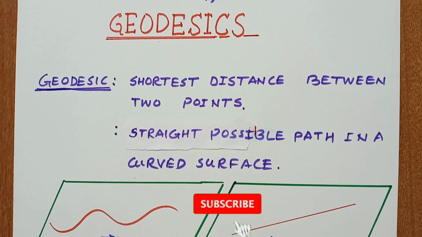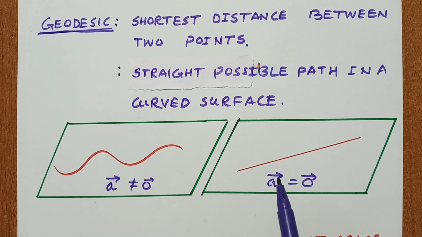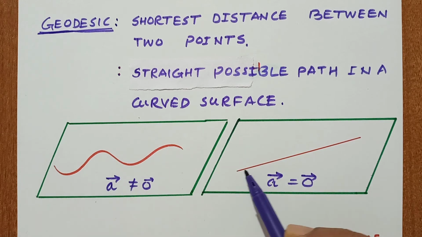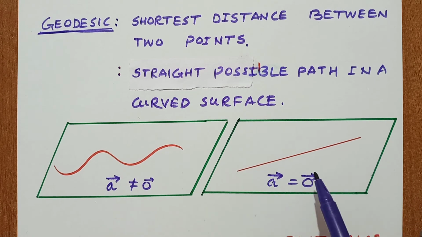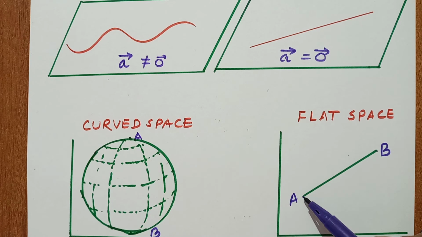Here there are two surfaces. If the path is curved, it means the velocity is different at each point, which means acceleration is not equal to zero. But if this is a straight line, the velocity is constant and the acceleration is zero. In flat space, between A and B, this is a straight line. It means the geodesic is the shortest path. In flat space, a straight line is a geodesic.